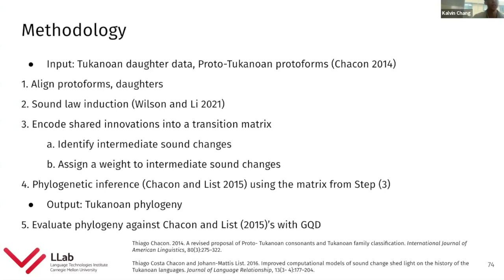that Chacon 2014 identifies. The first step in phylogenetic inference is to perform alignment of the protoforms and daughters. After that, we induce sound laws from the aligned forms. Then we encode shared innovations into a transition matrix, which is then fed into phylogenetic inference. And finally, we get out a Tucanoan phylogeny that we can evaluate against a gold tree using a metric called generalized quartet distance. And I'll go into each of these steps in detail here.